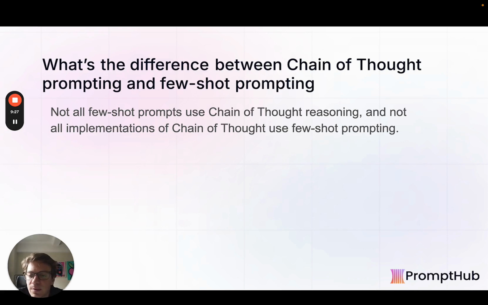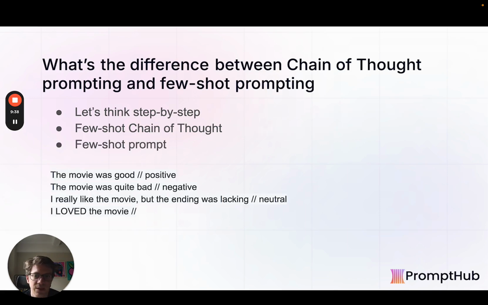Some people ask us, what's the difference between chain of thought and few shot? Hopefully that's a little bit clearer now. Not all few shot prompts use chain of thought prompting, and not all implementations of chain of thought use few shot prompting. Let's think step by step is just a zero shot that doesn't do few shot. Then there is few shot chain of thought, which we saw before when you include the examples. And then you could have a few shot prompt that doesn't have any chain of thought, which is what we'd see below for this classifier for feedback sentiment.